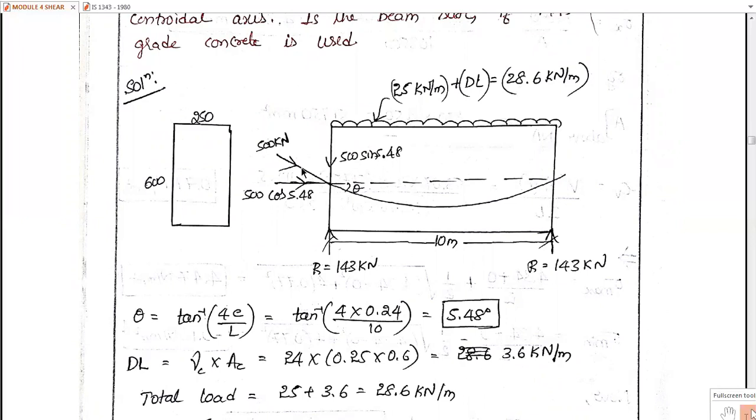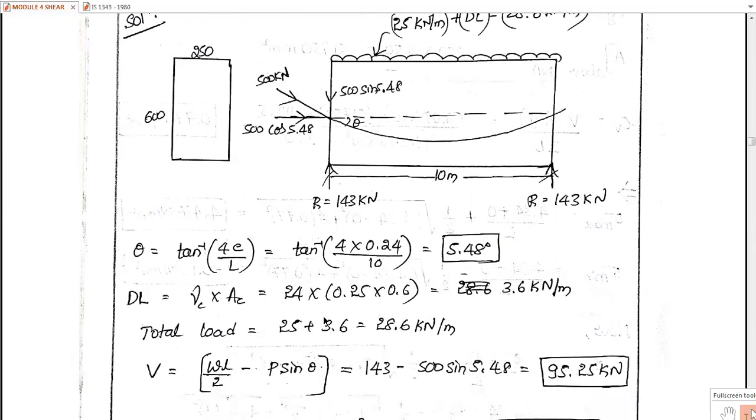Now we need to calculate theta, the inclination of the cable with the axis of the beam. Theta is equal to tan inverse of 4e by L. Tan inverse of 4 into eccentricity at the mid span, 240 mm, 0.24, divided by span of the beam 10 meter. Theta is equal to 5.48 degree. Horizontal component is cos, vertical component is sin. Now the total load we have calculated. Now we have to calculate the shear force. Shear force for a simply supported beam is WL by 2 minus P sin theta.